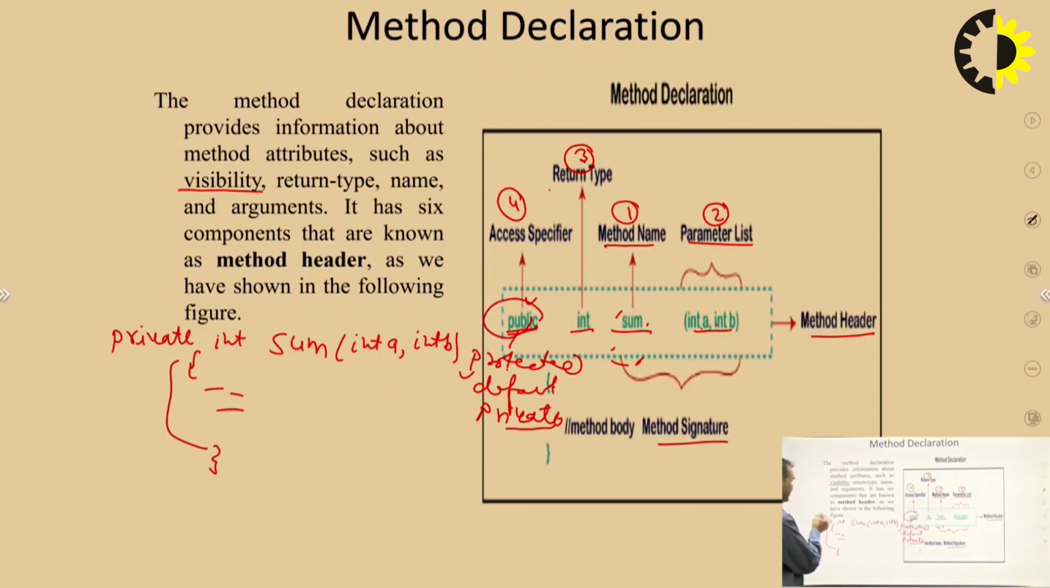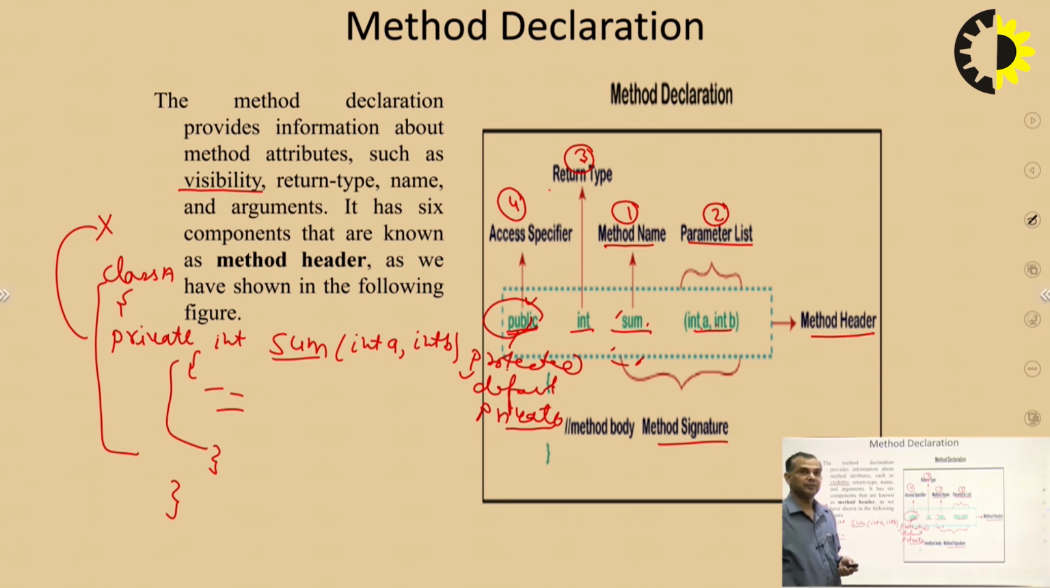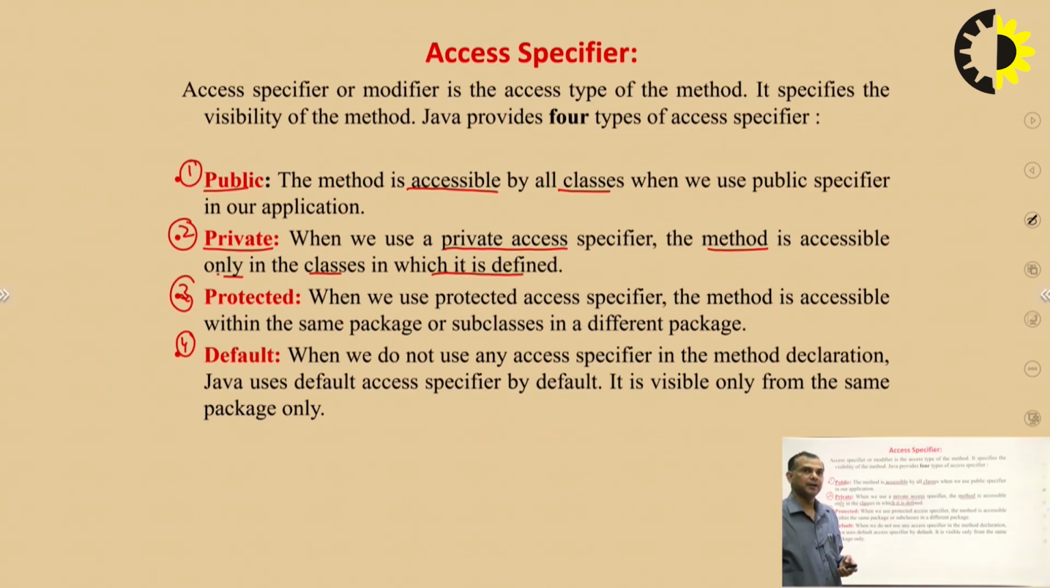Means if we have declared this variable inside a class, then we can access this method inside the class, we cannot access this method outside the class if it is declared as private. Next one is the protected.